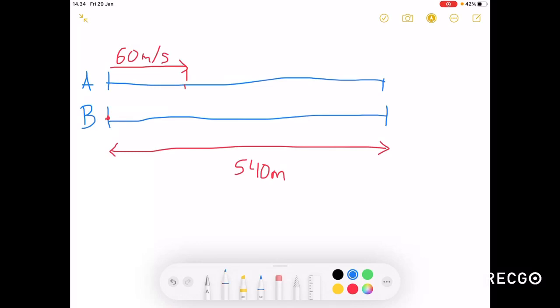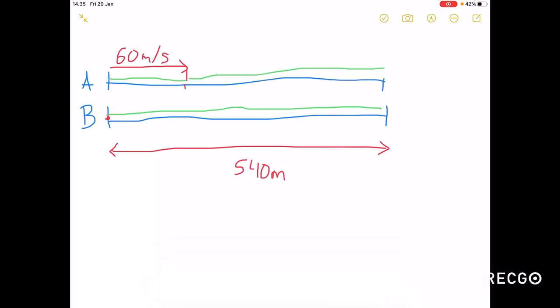So obviously car B has to have a greater average speed than car A, otherwise car B will lose the race, obviously. So as soon as car A reaches here, and then car B goes right here, car B must be as fast as possible so that he wins the race, something like that.